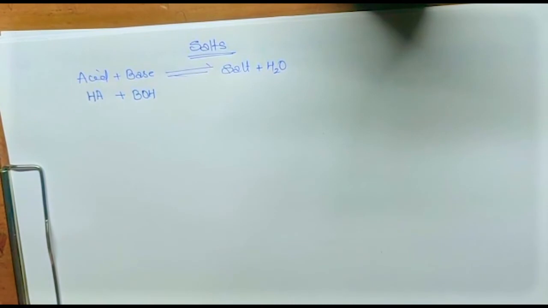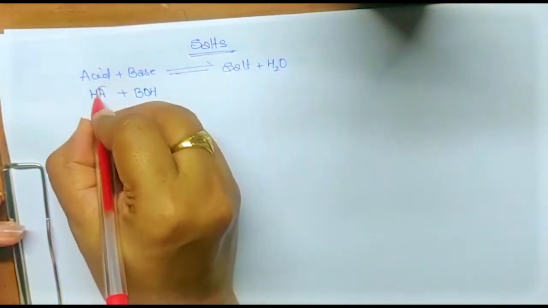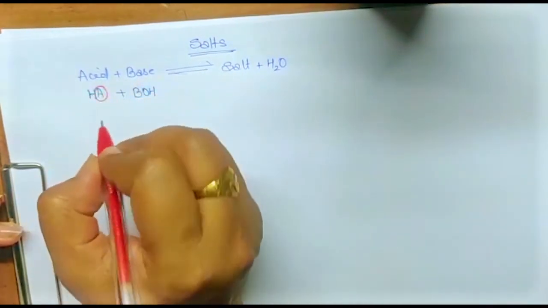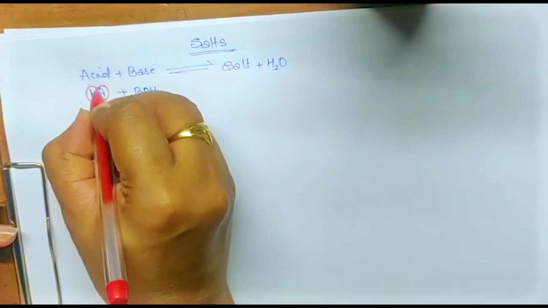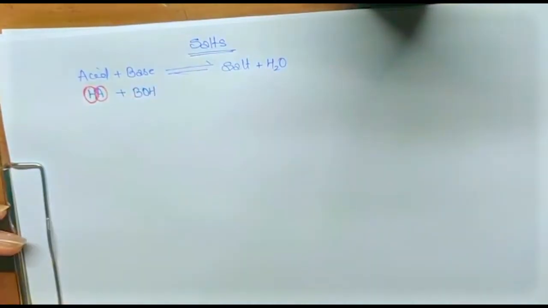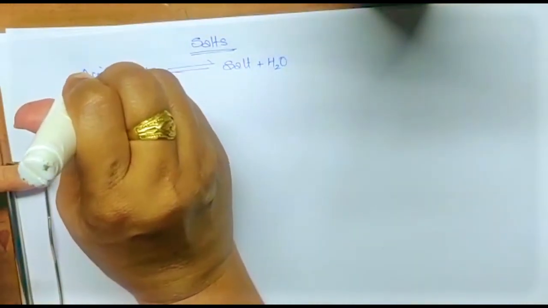Now what will happen when an acid and a base react? They form water. So where will this come from? This H plus will come from here. Let me write this again, I will do the correction afterwards.